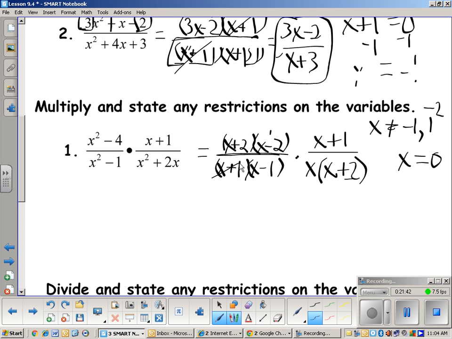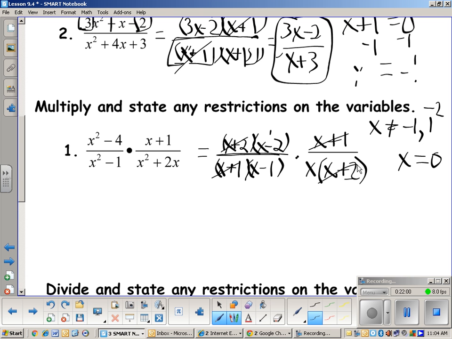We've got one here and one here. We've got one here and one here, correct? You guys see anything else that we can get rid of? X plus 1. Got rid of x plus 1. All right, I think we're done.